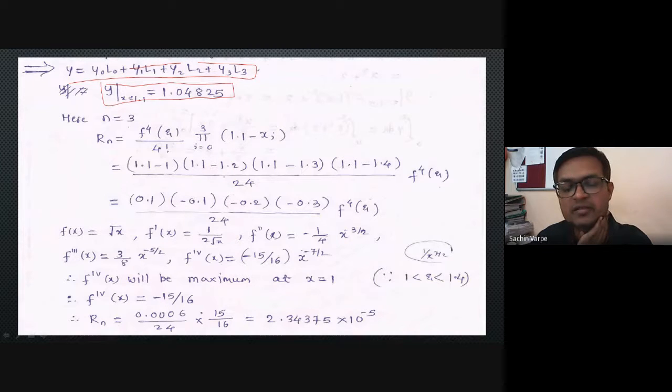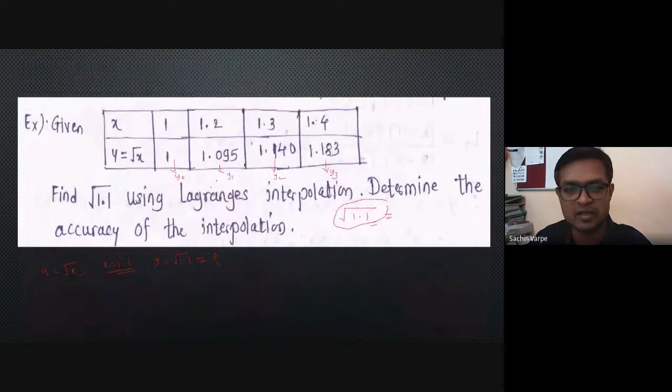Now let us check. Actually, here what I did, I have calculated the polynomials, and into that I have substituted x is equal to 1.1. I got this value y equal to 1.0489. Further, we have extended the calculations to get the error term, because they have asked to determine the accuracy of the interpolation.